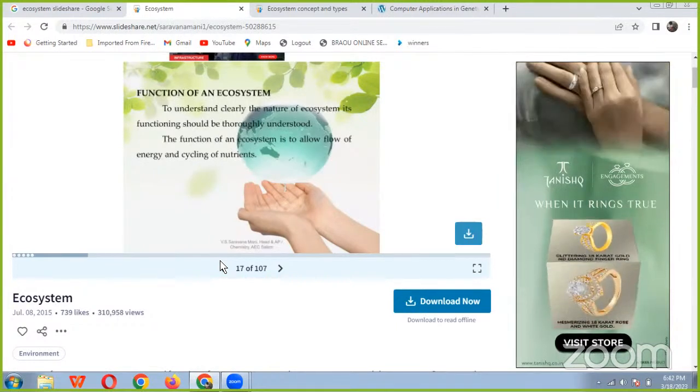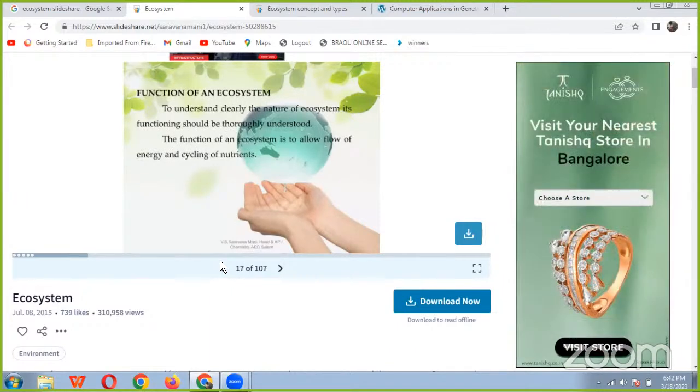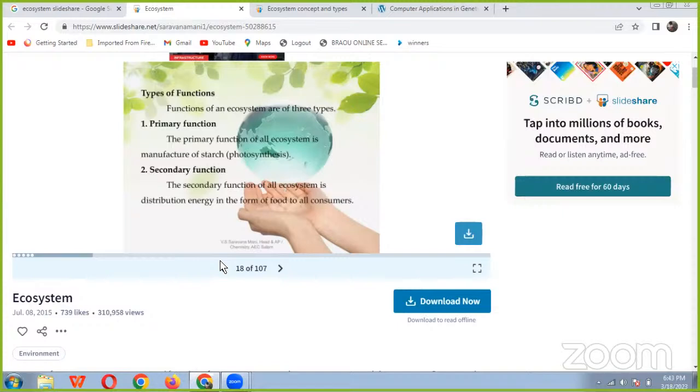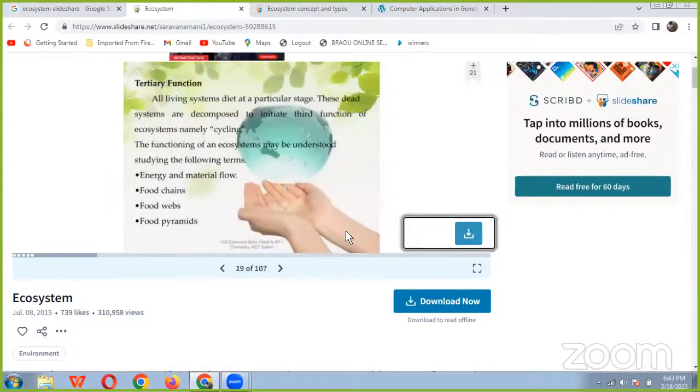What are the functions of the ecosystem? Mainly, the functioning should be understood as the flow of energy and the cycling of nutrients. There are main types of function: primary function and secondary function. The main primary function is photosynthesis. The secondary function is mainly the distribution of energy from food to all the consumers. The tertiary function is mainly the food chain and food web.